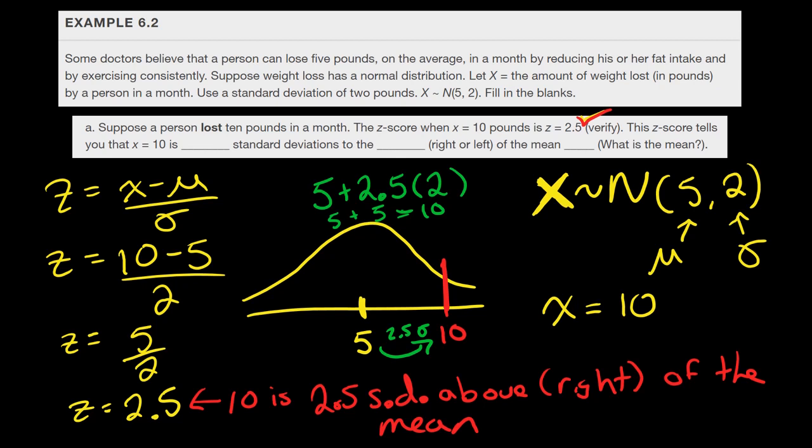So let's fill this in. The z-score tells you that 10 is 2.5 standard deviations to the right, because we are above the mean. So to the right of the mean. Okay, what is the mean? The mean is 5. We are centered on 5.